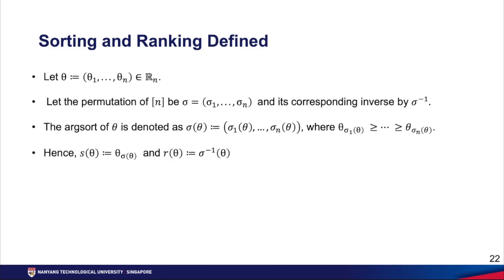First, we let theta be a random vector to be sorted. We then let the permutation be represented by sigma, and the inverse of a permutation is the corresponding sigma inverse. The argsort of theta would then be denoted as sigma theta, where each value is smaller than the previous, and hence the sorted vector is represented by theta, which is arranged by the argsort. Accordingly, the ranked vector is equivalent to sigma inverse theta.